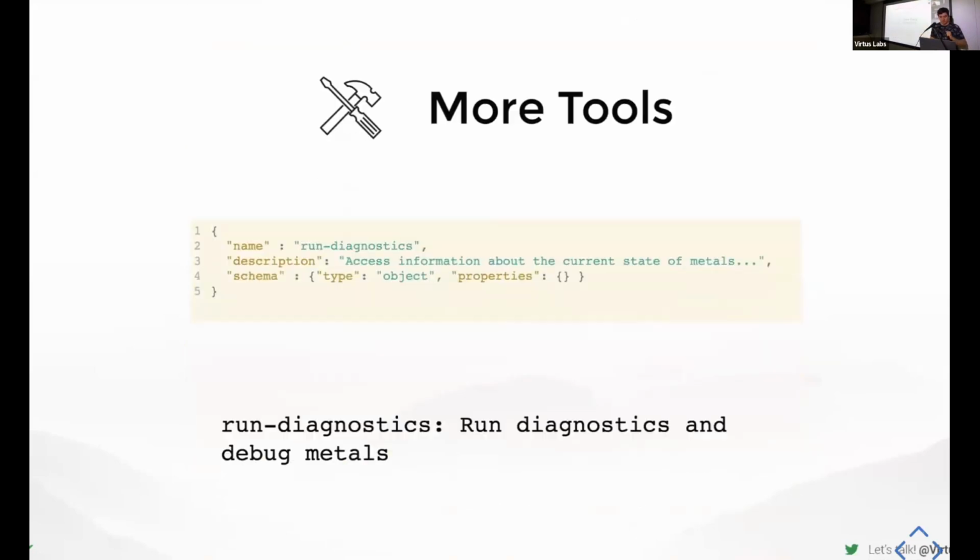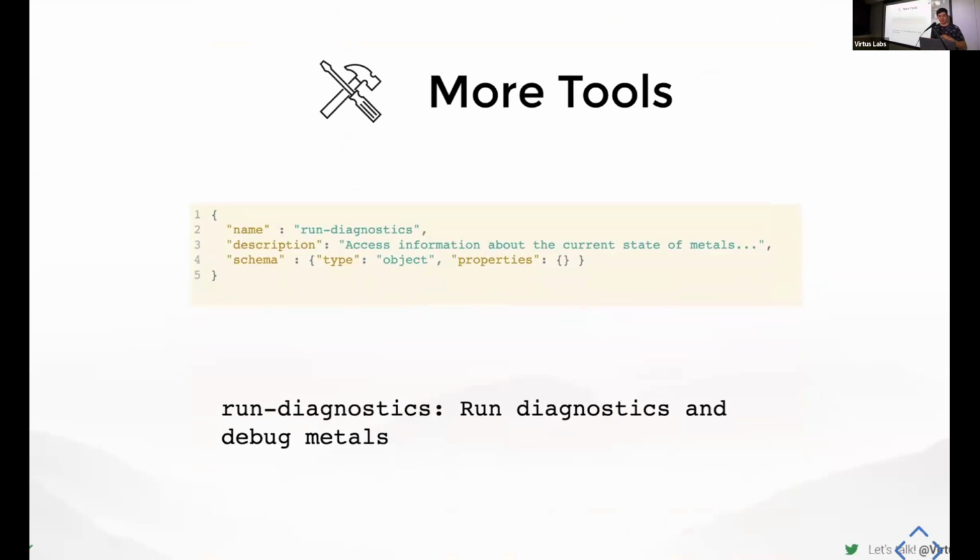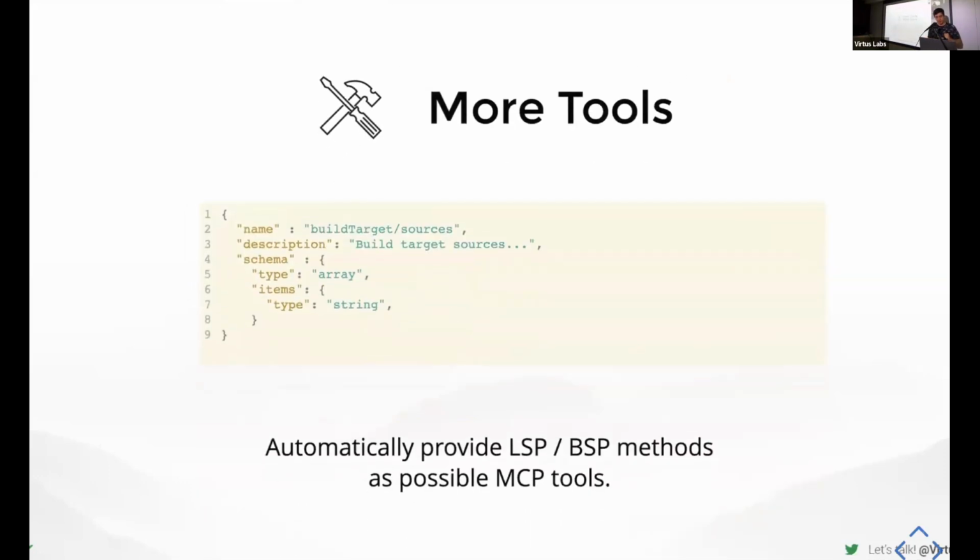We could have a similar thing to what I was saying before. If we have a prompt, we could also have some tool, run diagnostics, to send the agents all the data that Metals has about its state, about everything it does, to see what can be done to fix your IDE. So that's something I was thinking about.